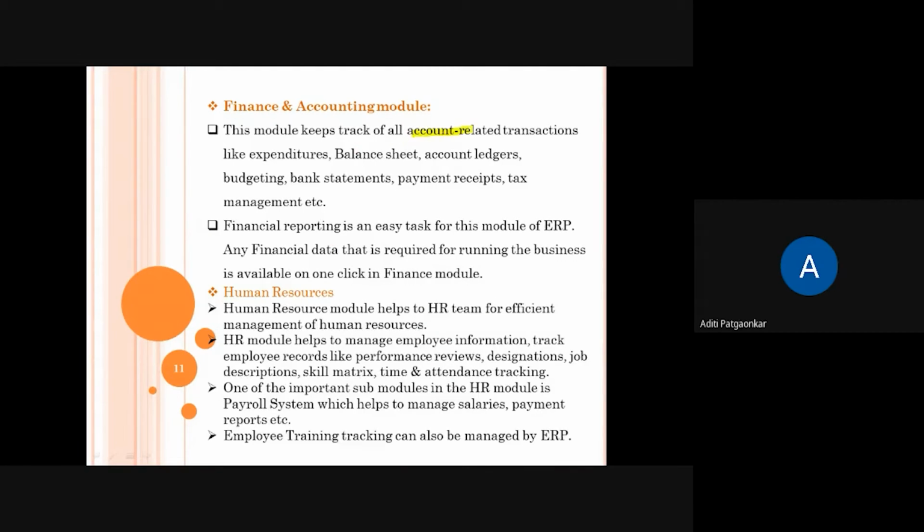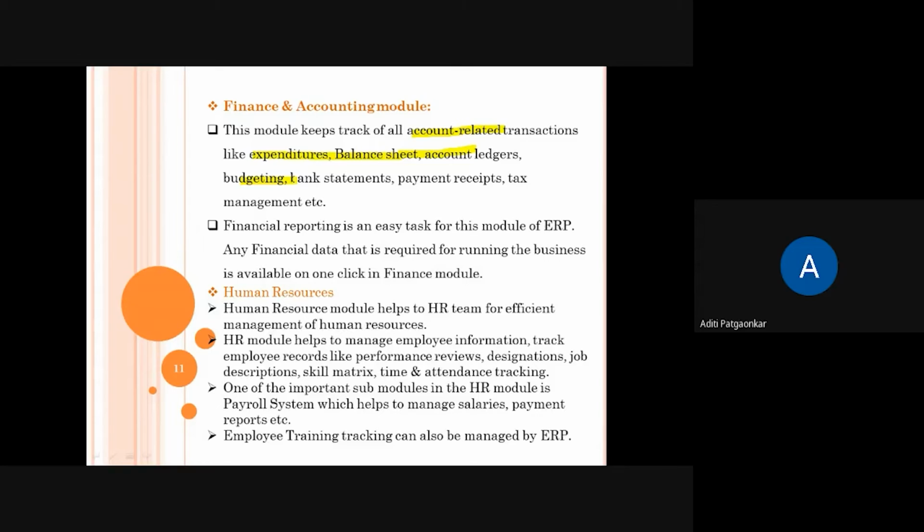All the accounting-related transactions like expenditures, balance sheets, accounting, different accounts, ledgers, budgeting, statements, bank statements, payment, receipt, and tax management. All these activities and this information are taken care of by this module. So financial reporting is an easy task for this module of ERP. Any financial data required for running the business is available in this module. So the finance ERP module always gives you the exact, right information about all financial statements of a particular transaction for that particular year.